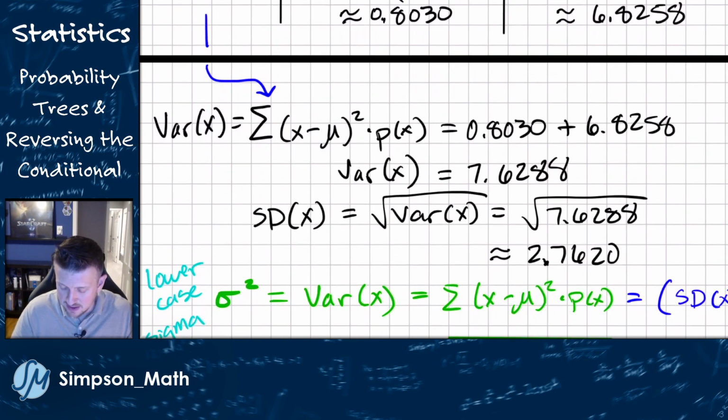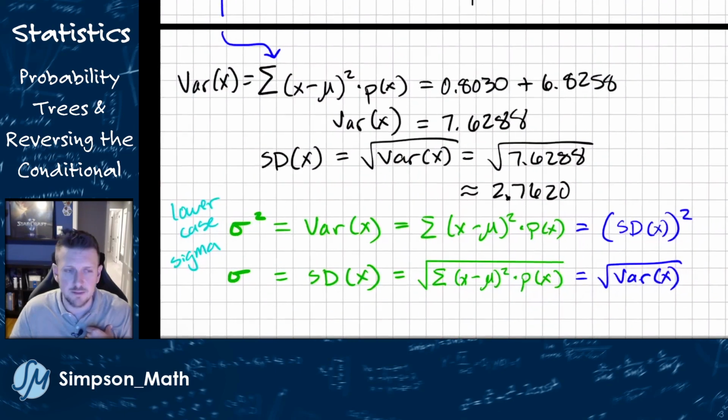So now this is $2.7620. So the typical distance of these data values, or the typical distance of these winnings, you could lose $1 or gain 8. The typical distance that they vary away from the mean of losing about a nickel is 2.7620.